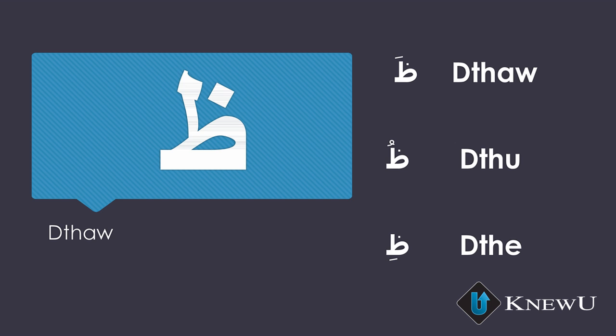Okay, the next letter is Dha. So it's kind of like Dhal, but it's a full mouth, okay? It's Dhal, but with a full mouth. So Dha fatha Dha, Dha fatha Dha, Dha dhamma Dhu, Dha dhamma Dhu, Dha kasra Dhi, Dha kasra Dhi.